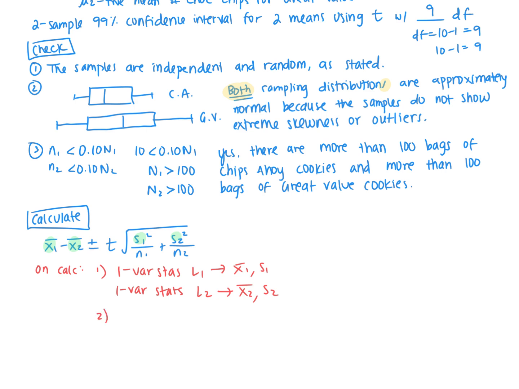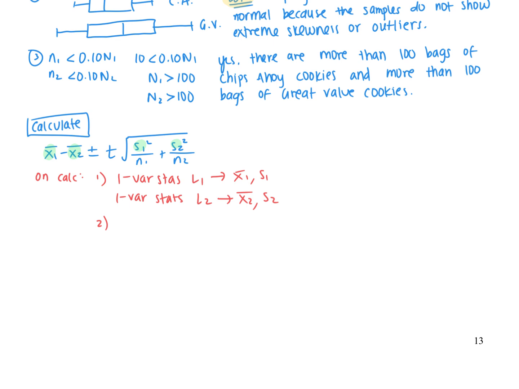Or a new function on the calculator that we haven't used yet is right below 1 var stats. There's actually 2 var stats. And you would tell the calculator I'm using list 1 and list 2. And then it would give you all 4 numbers. So what I want you to do right now is pick one of those two and go find both sample means and both sample standard deviations. And you should get 18.4 and 19.4 for the sample means.